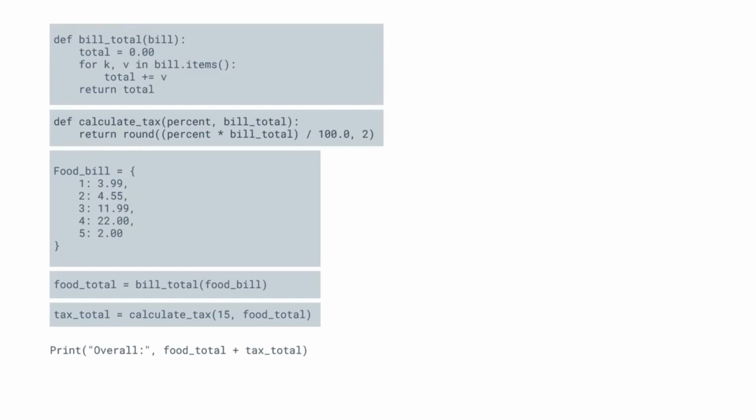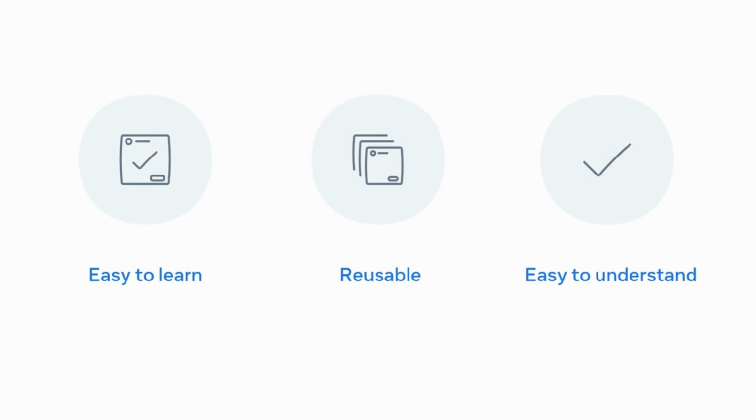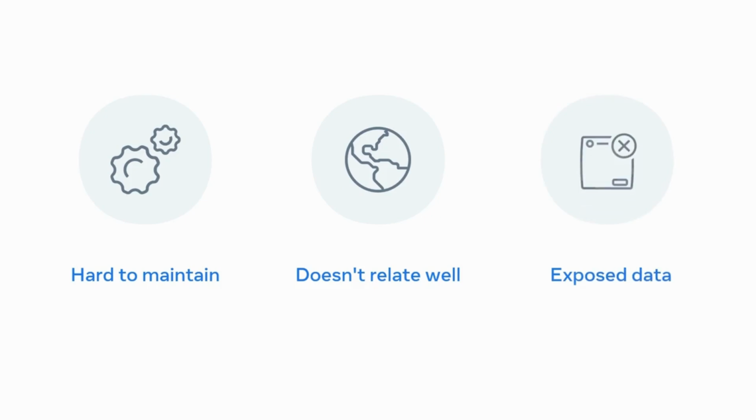In summary, the advantages of the procedural paradigm are: it's easy for beginners to learn and get started. Procedures can be reused by other parts of the code. Code is easy to understand because each procedure is broken into specific tasks. Procedural programming does have some disadvantages, including it can be harder to maintain and extend. In some cases, it doesn't relate well to real-world objects. Data is exposed throughout the whole program.